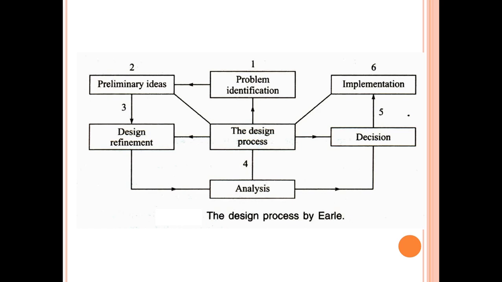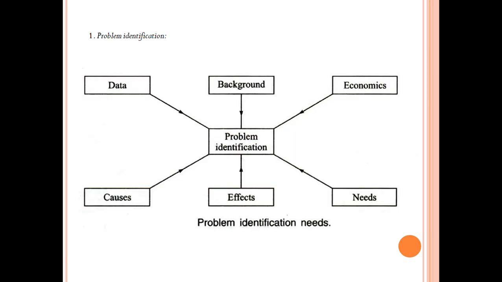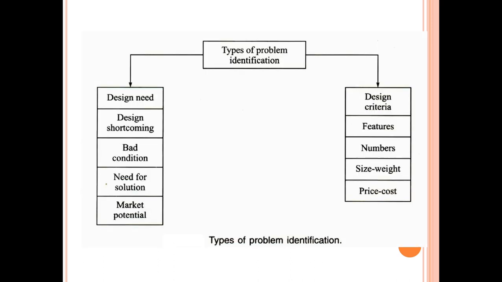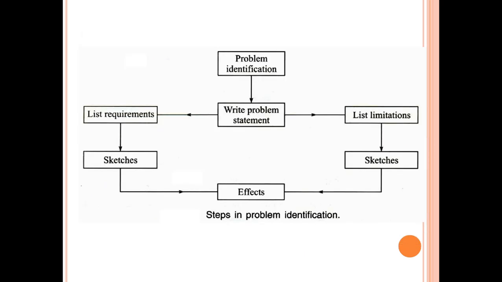It's get a decision to implement those things. This is identify the problem. If you identify those things, what is the background, what is the economy, what is the data, what is the case, what is the need, what is the effect, the type of problem. In the type of problem there are two categories: design needs, design shortcomings, bad condition, need for solution, market potential. The other one is design category: features, number, size, weight, price, all those things. In this step it's fine for any problem identification.